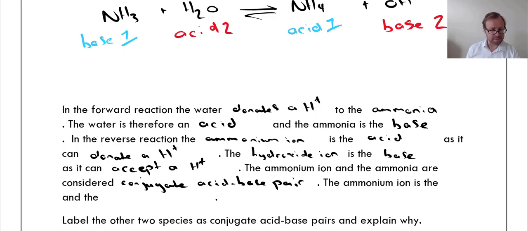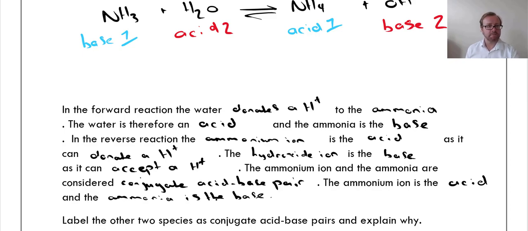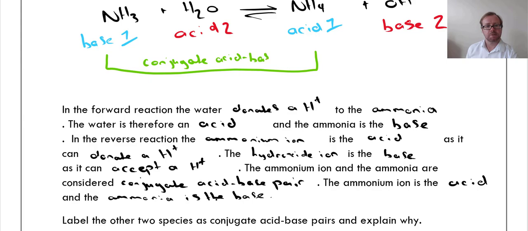The ammonium ion is the acid and the ammonia is the base, and therefore I can label these two as a conjugate acid-base pair. It's a lot of words, yeah, but it's pretty simple and pretty self-explanatory.